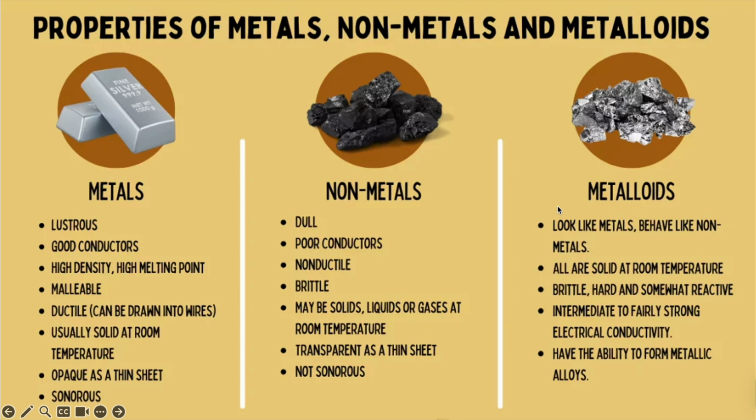Now, what's the difference? Your metals are lustrous. They shine, right? They're pretty shiny. They're good conductors of heat and electricity. They are very dense, more heavier than your nonmetals and metalloids. They have high melting points. So these things, you typically have to heat them up really, really hot before they melt and turn liquid. They are malleable. This is a good property of metals.